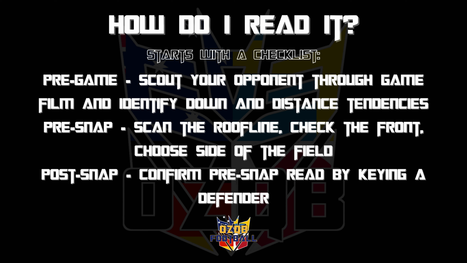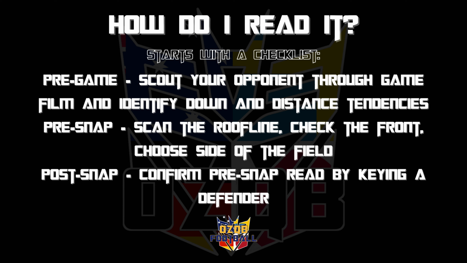So after you've made your pre-snap look at the roof line, checking the front, you might see that it is a certain coverage. Then you choose a side of the field because there's 2 receivers running complementary routes there if it's designed correctly, and you only then go to your post-snap read, okay?